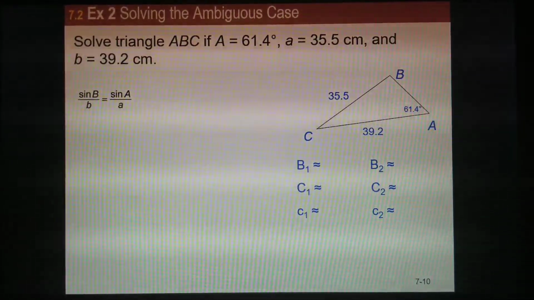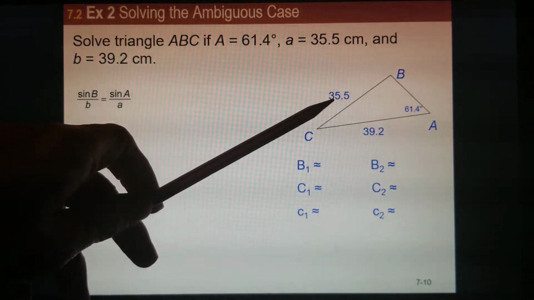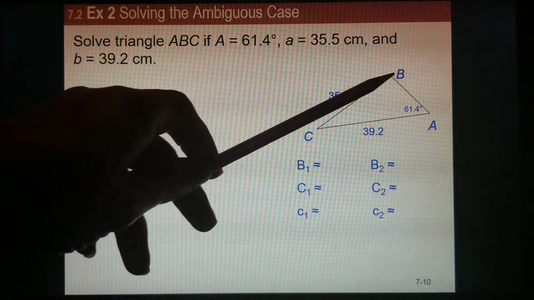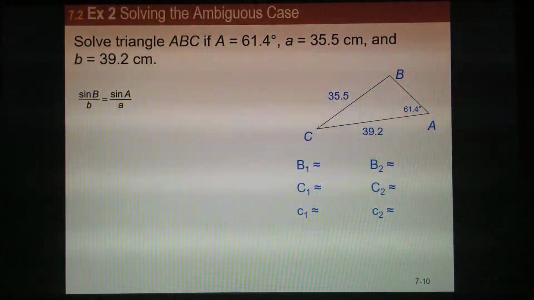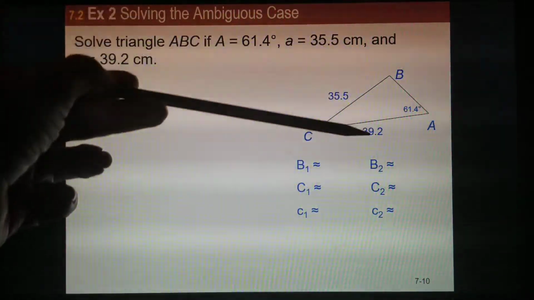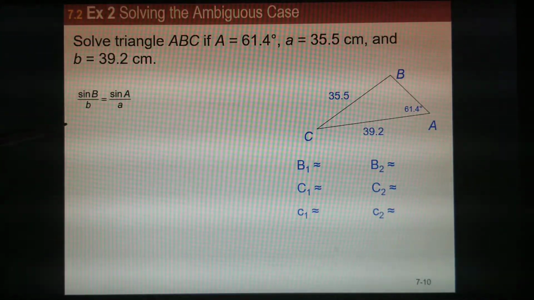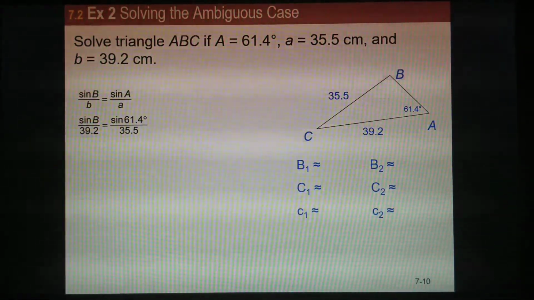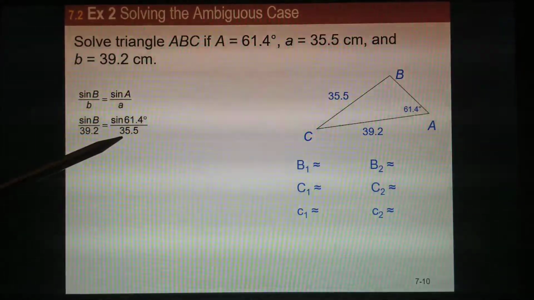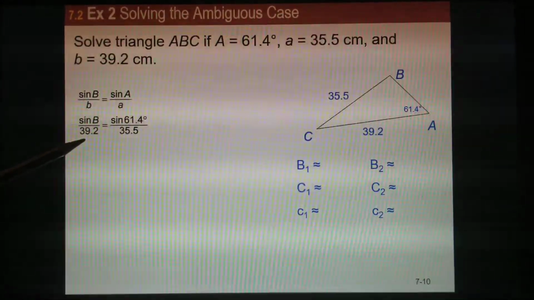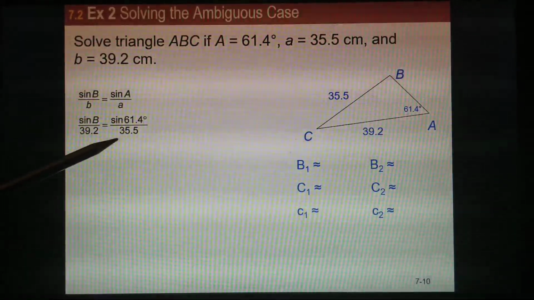All right, so we start with the angle that we know. We knew angle A, so I'm going to have the sine of angle A over side A. And then from there, it didn't matter if I had picked angle B or angle C. Actually, I'm going to take that back. Yes, it did matter, because I know side B, that's why I want to start with the sine of angle B. Once I fill in my numbers, I cross multiply and divide by 35.5. So again, it's 39.2 times the sine of 61.4 degrees divided by 35.5.